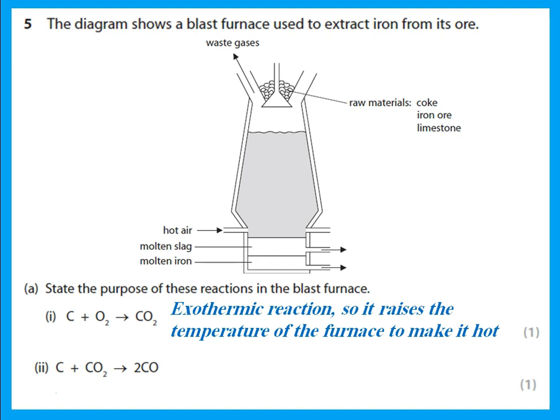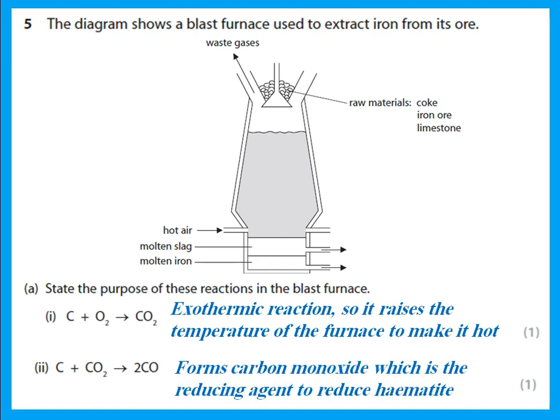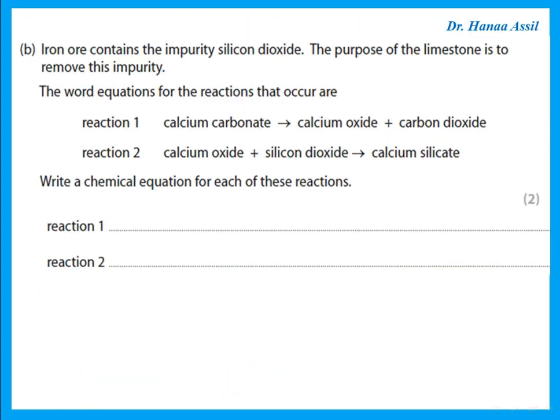Then the next reaction that happens in the blast furnace is that we have a lot of coke, so the coke will reduce the carbon dioxide that was formed to form carbon monoxide. And it is the carbon monoxide that reacts with the iron ore. So it is the carbon monoxide that acts as a reducing agent to reduce the hematite.